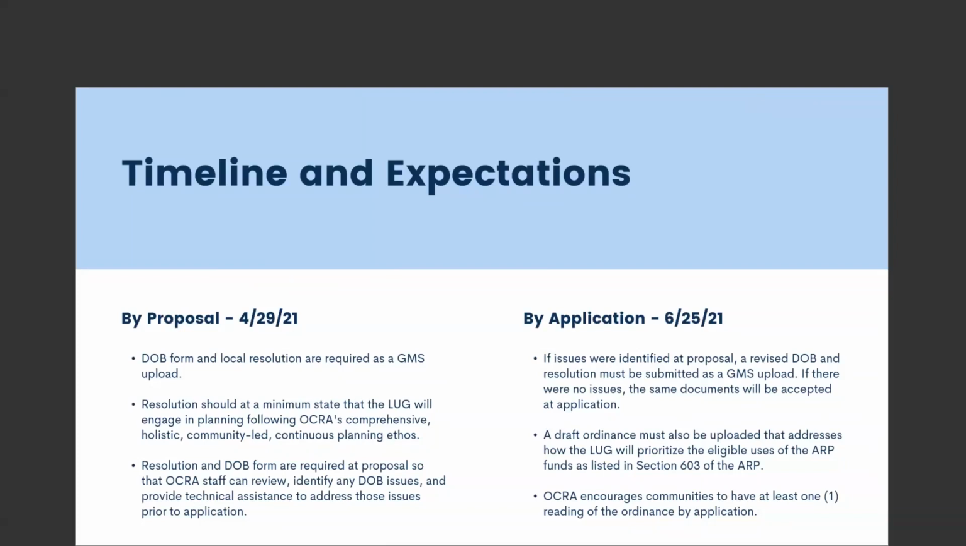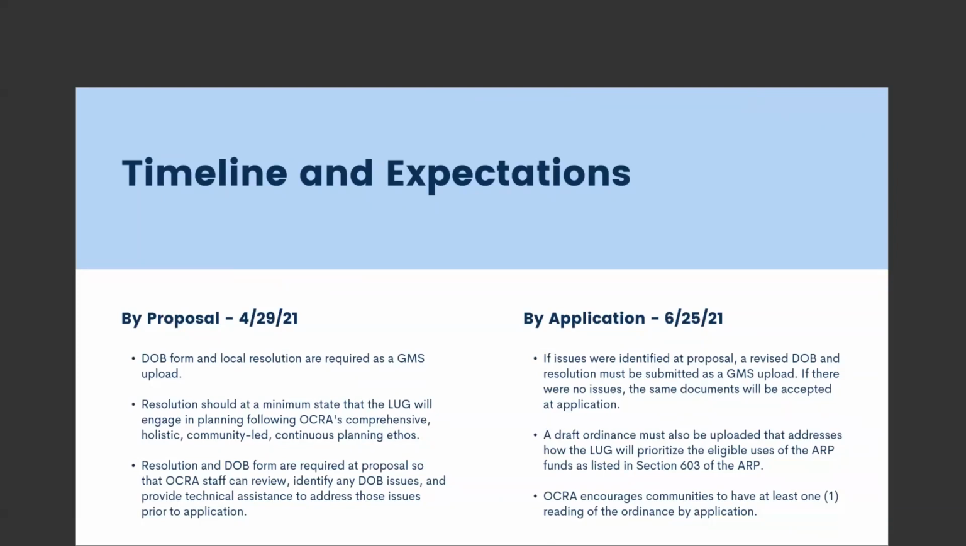At a minimum, in the resolution that we're asking for, we need to see that the community will engage in a planning effort that follows OCRA's planning ethos, and that's the comprehensive, holistic, community-led, continuous planning effort. So then, by application, if there were any issues identified at the proposal, you will want to have a revised duplication of benefits form and resolution. If there weren't any issues, you can use the same forms. So you can either update them or use the same ones.